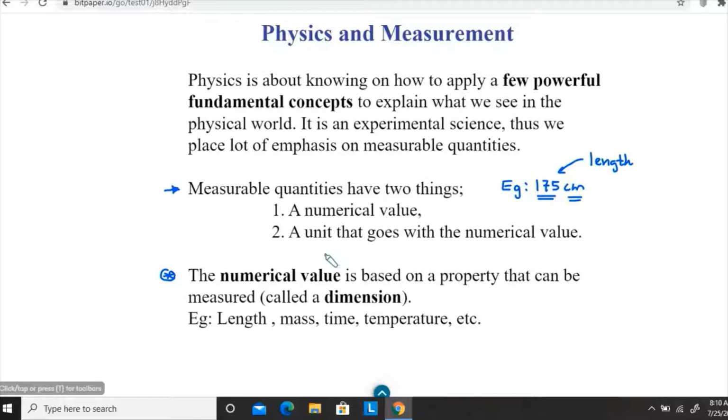Such properties are called dimensions. We have several base dimensions, for example, length, mass, time, temperature. They are called base dimensions. That is, they are fundamental.